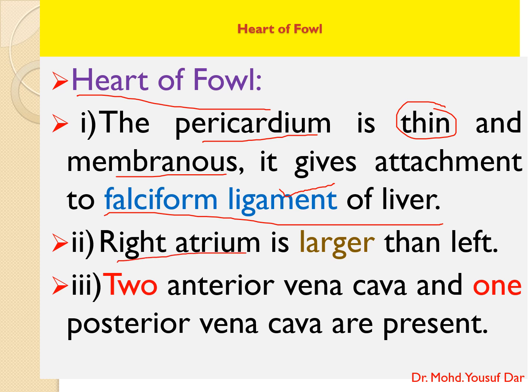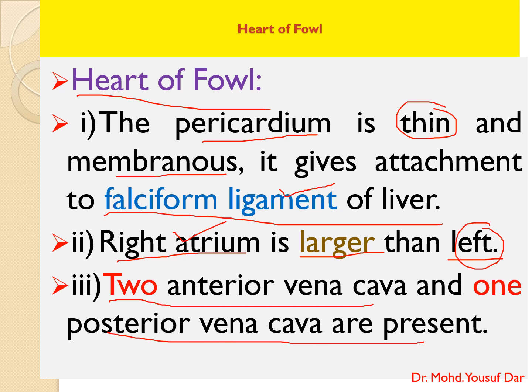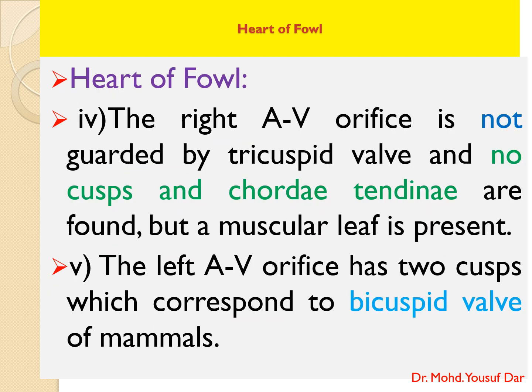Also, the right atrium is larger as compared to the left. In other species, the left atrium is larger as compared to the right, but in the case of the fowl, the right atrium is larger than the left atrium. And there are two anterior vena cava and one posterior vena cava present in the fowl.